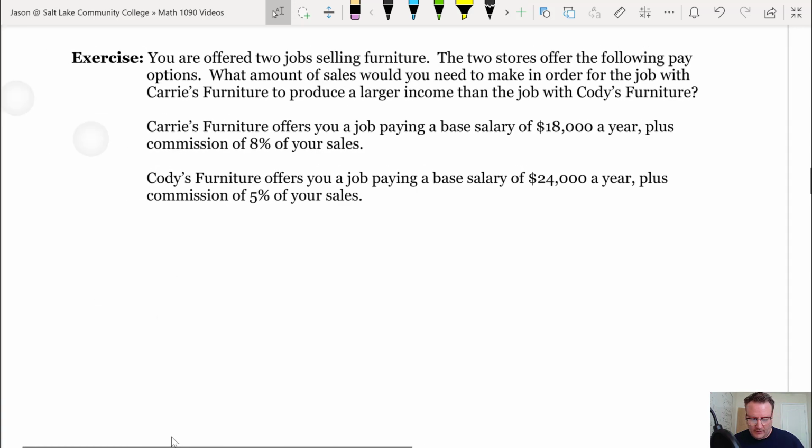You are offered 2 jobs selling furniture. The 2 stores offer the following pay options. What amount of sales would you need to make in order for the job with Carrie's furniture to produce a larger income than the job with Cody's furniture? Carrie's furniture offers you a base salary of $18,000 a year plus commission of 8% of your sales, while Cody's furniture offers a base salary of $24,000 a year plus a commission of 5% of your sales.